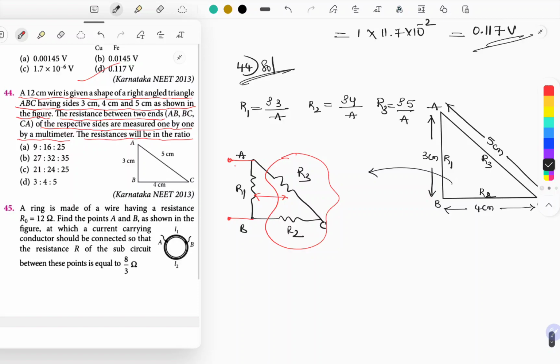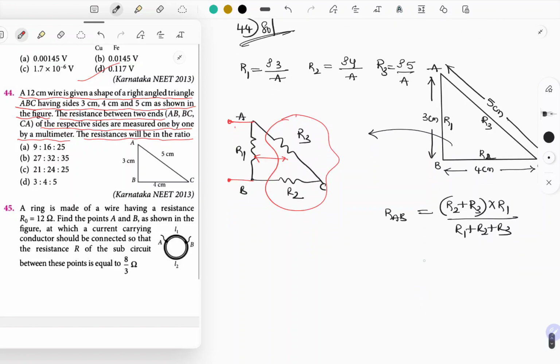So resistance RAB looks like this. RAB is equal to R2, R3, which look like they are connected in series, R2 plus R3. So this R2 plus R3 combination is connected in parallel with R1. So into R1 divided by R1 plus R2 plus R3. This is the resultant resistance of those three combination.